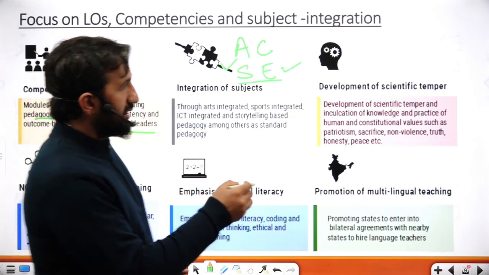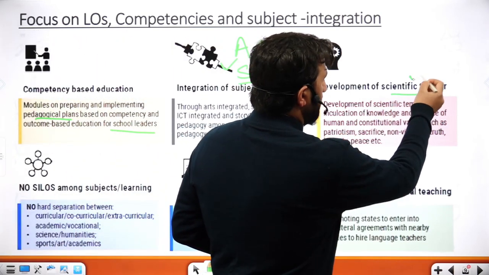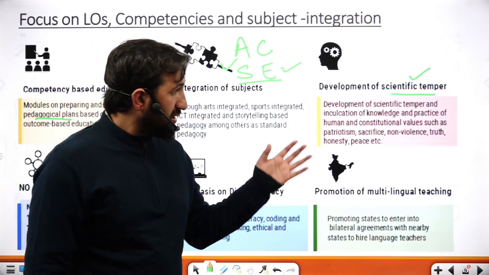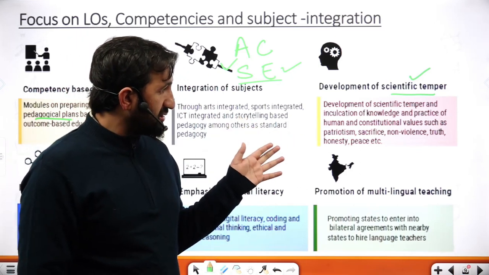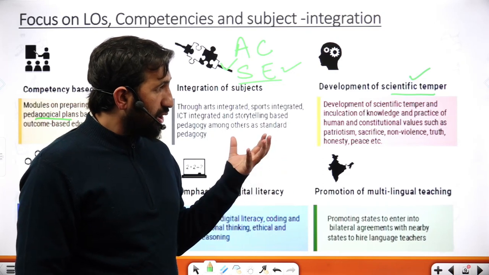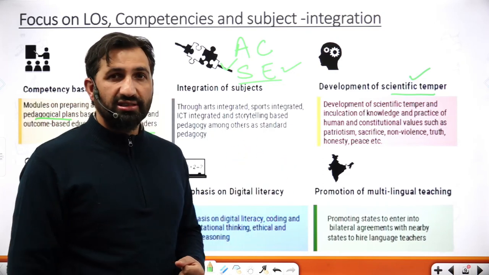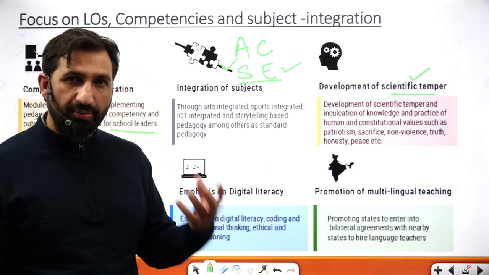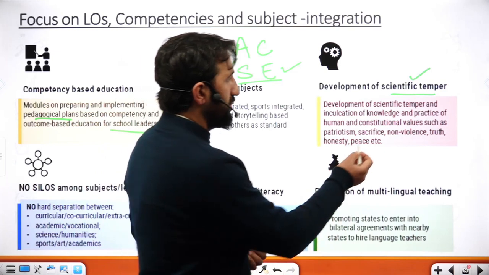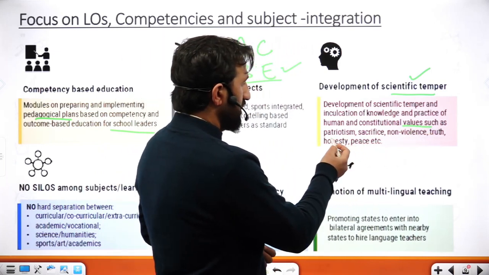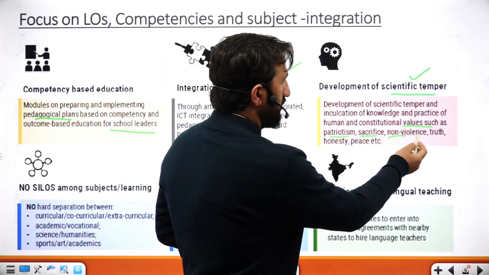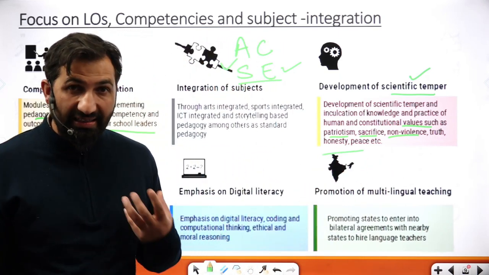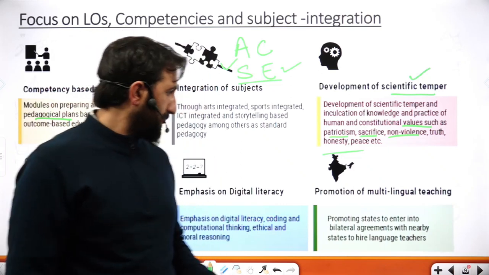Third, there has to be a scientific temper developed among the students, especially in key subjects where they can lead to innovations. And there has to be some sort of focus on what the world demands, like sustainable development demands certain things, like values such as patriotism, sacrifice, non-violence, truth, honesty, peace, which the world needs these days, a global peace.